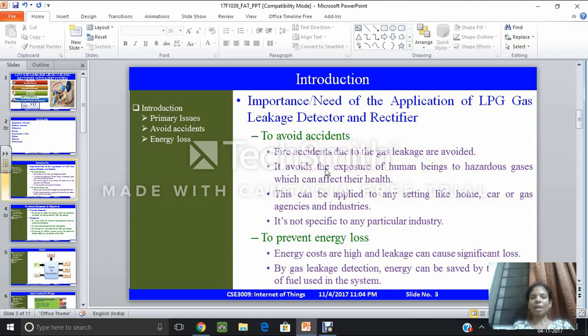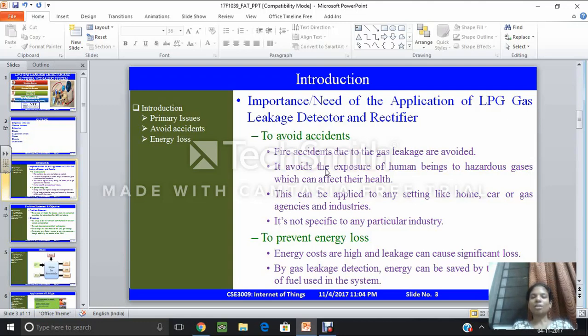First is to avoid fire accidents due to the gas leakage. It avoids the exposure of human beings to hazardous gases which can affect their health. This can be applied to any setting like home, car, or gas agencies and industries. It's not specific to any particular industry.